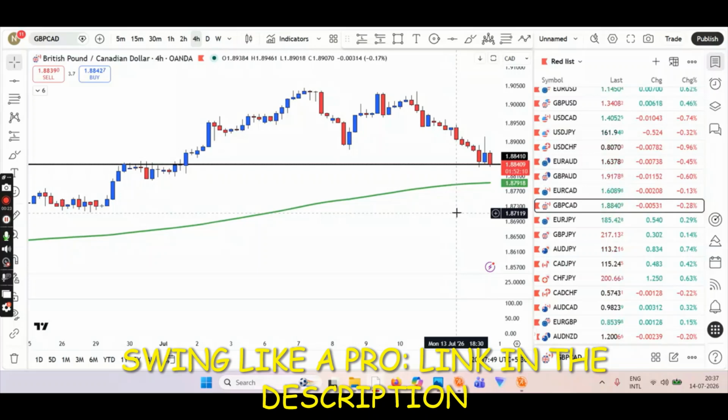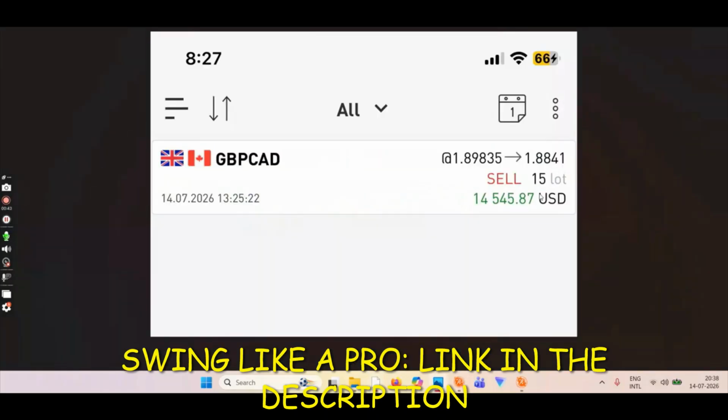But this was the red candle when my take profit was hit. So I am out of the trade already. I don't know where we entered. Maybe here somewhere we entered after this candle, I guess. Yes, so this was the candle we entered. Then we went down and we made some money, which you can see. So we made 140 pips in this trade. Entry was at 89835 and exit was around 8841. So 140 pips in this trade.